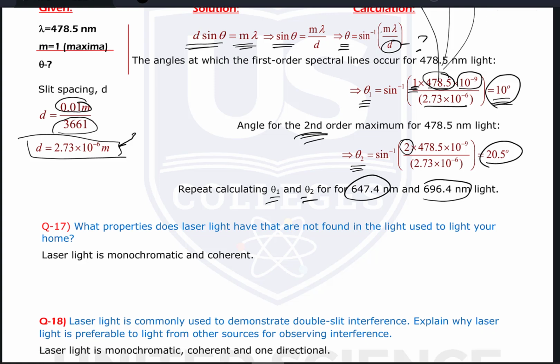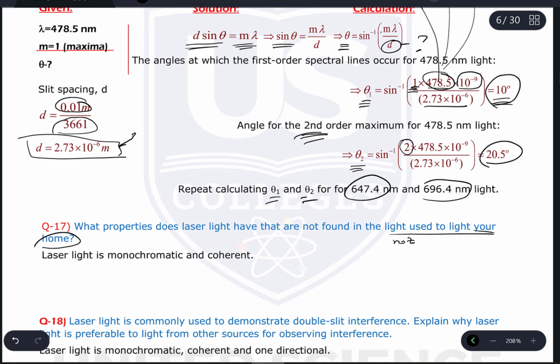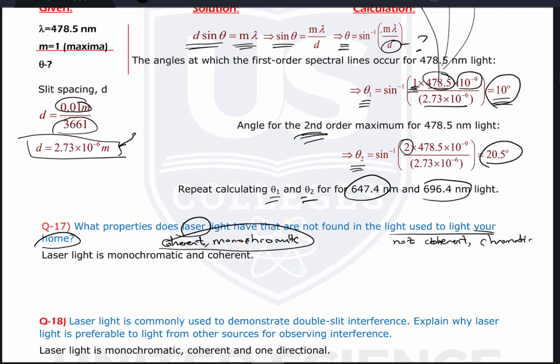Question number 17. What properties does the laser light have that are not found in light used to light your home? In our home, we are using light which is more chromatic, yani it includes several colors, and also not coherent. Yani light in your house is not coherent, and also not monochromatic, yani chromatic. Several colors. But laser is not like this. Laser is coherent. And also, laser is monochromatic, single color. So this is the difference between laser and the light we use in our home daily.